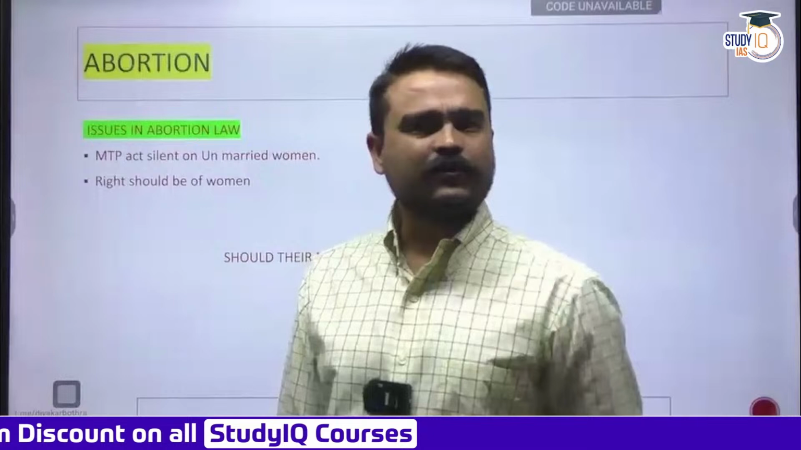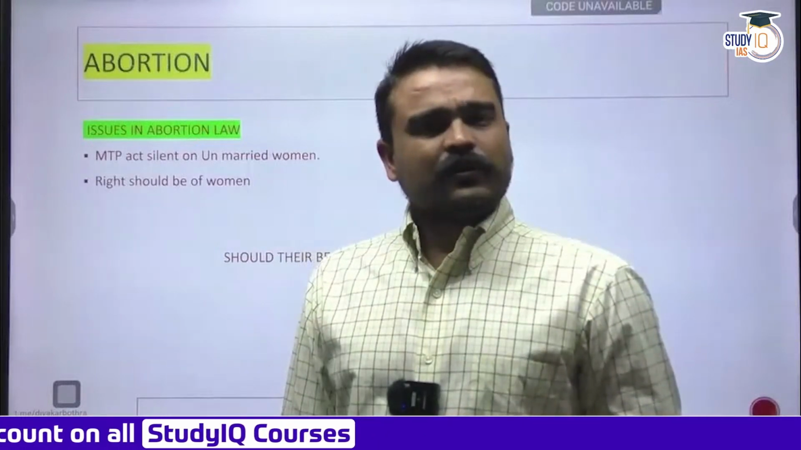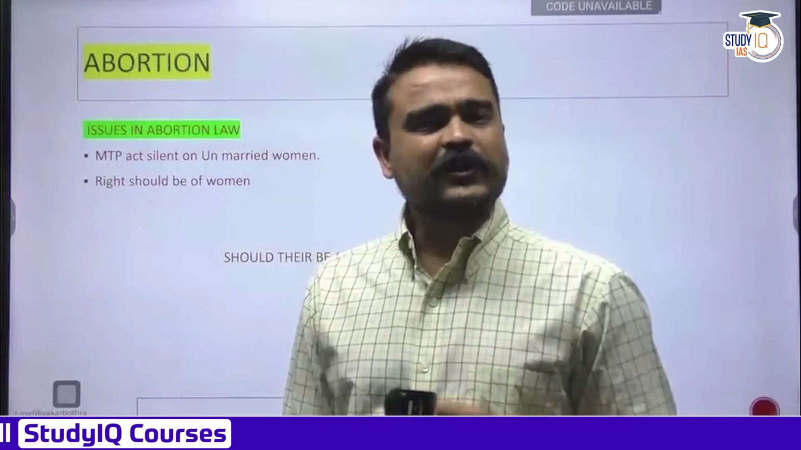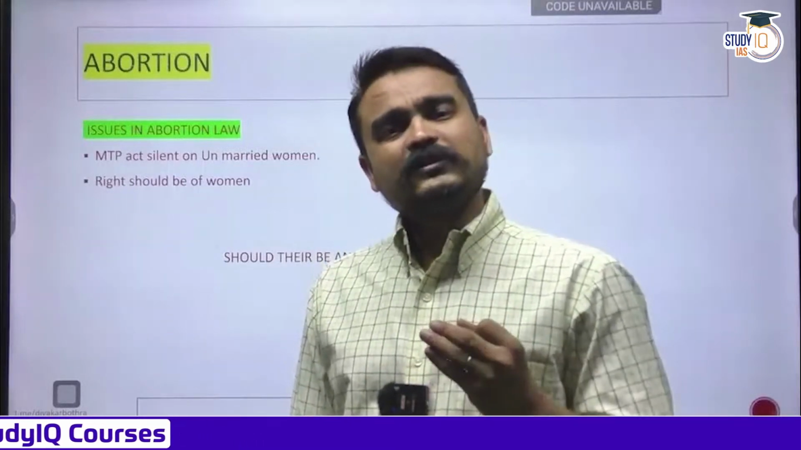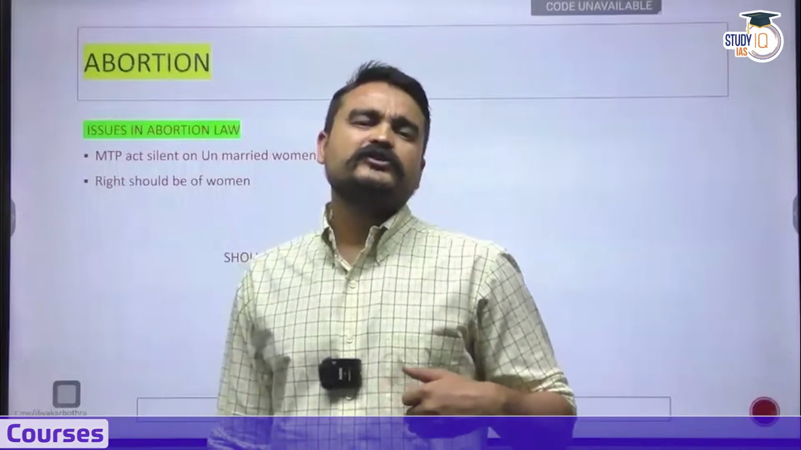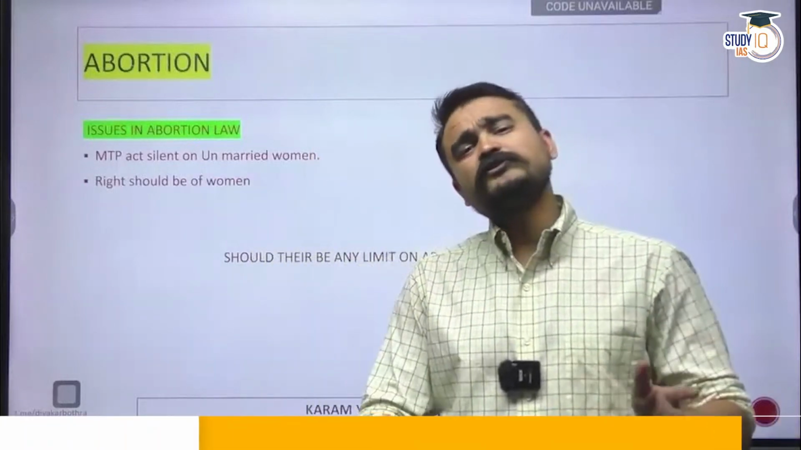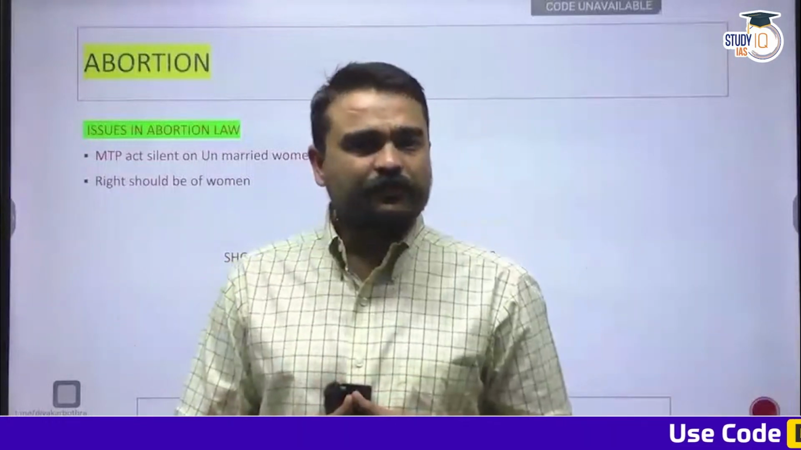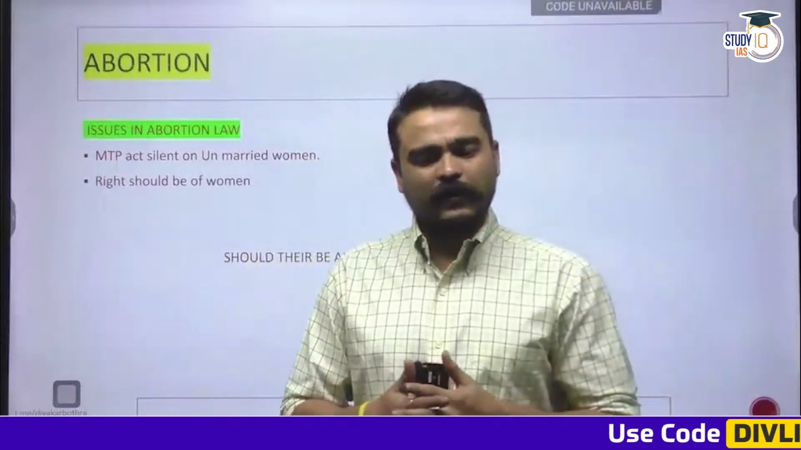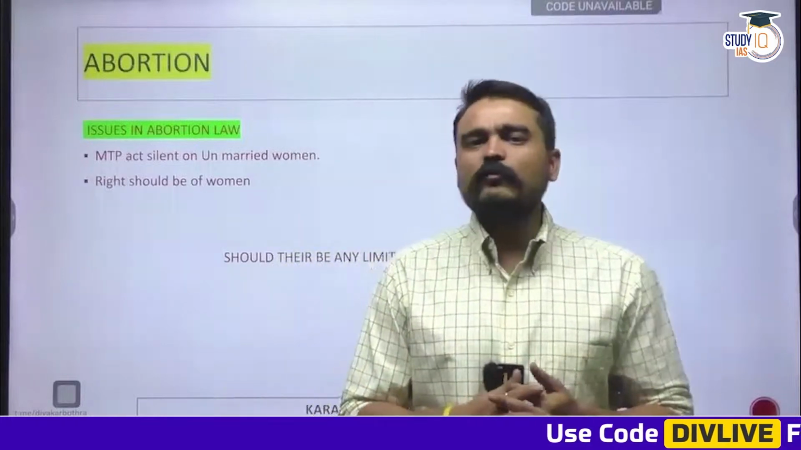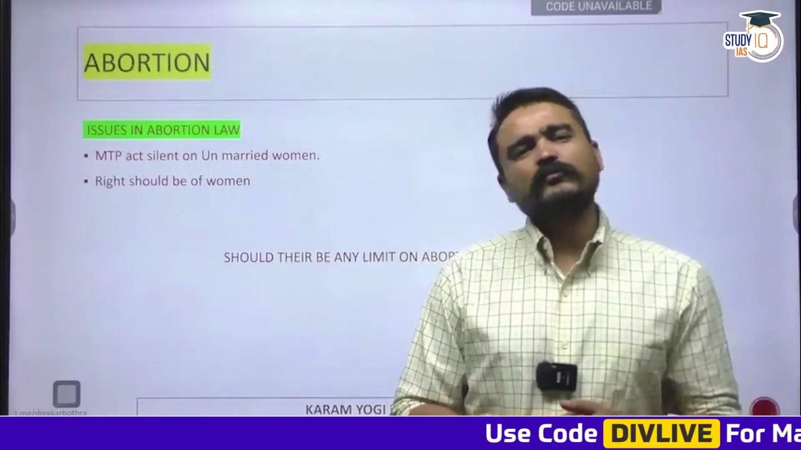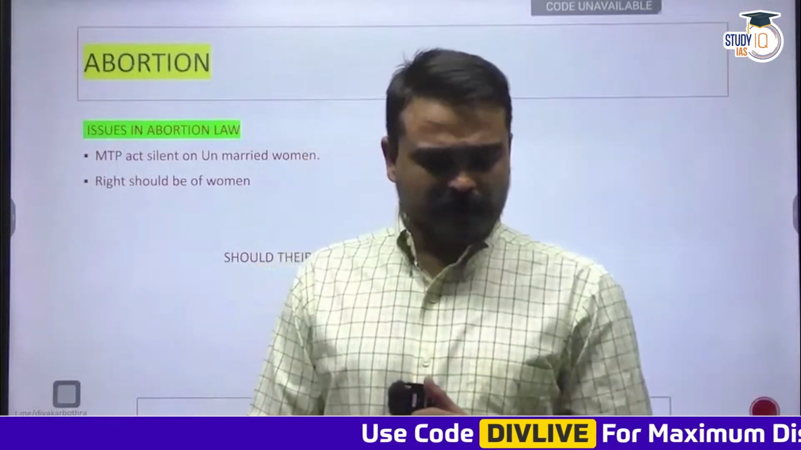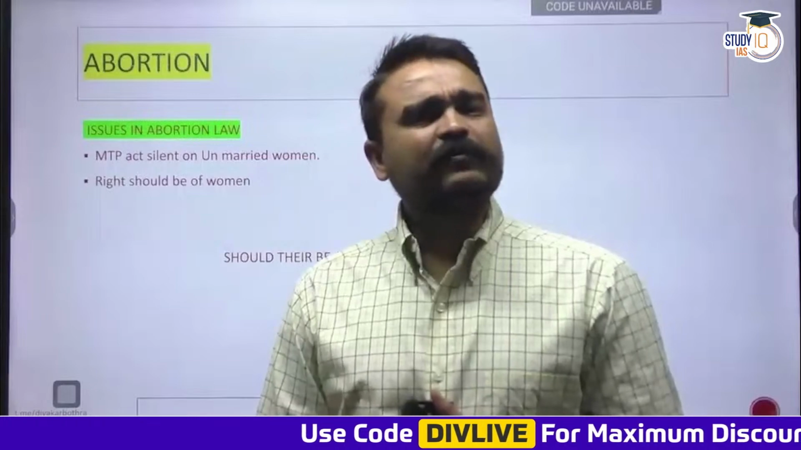Let's be very practical here. One who is unmarried, one who is a victim of sexual harassment, and third, where the mother is having a child who is deformed, which only comes into the picture after 20 or 22 weeks. Now she faces a problem. If the mother wants to abort the child, she cannot abort the child. Should this limit be there?